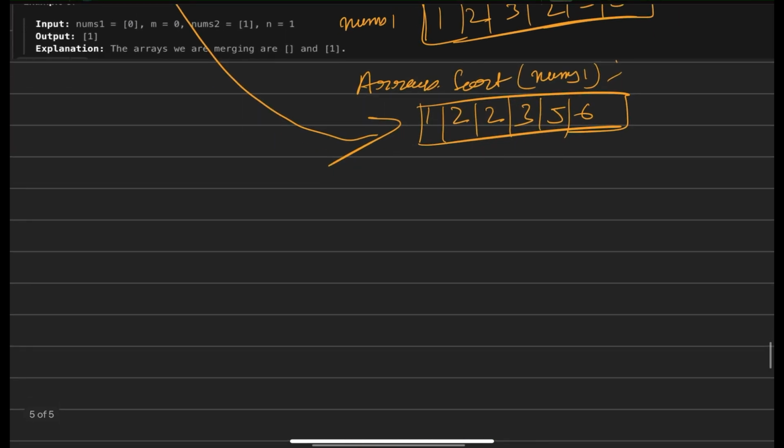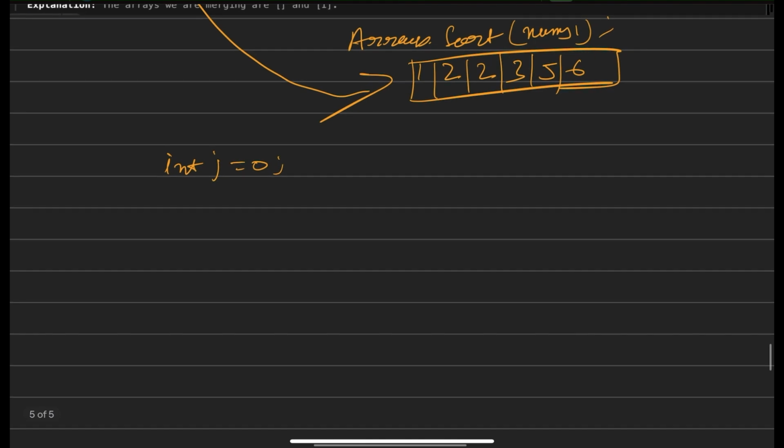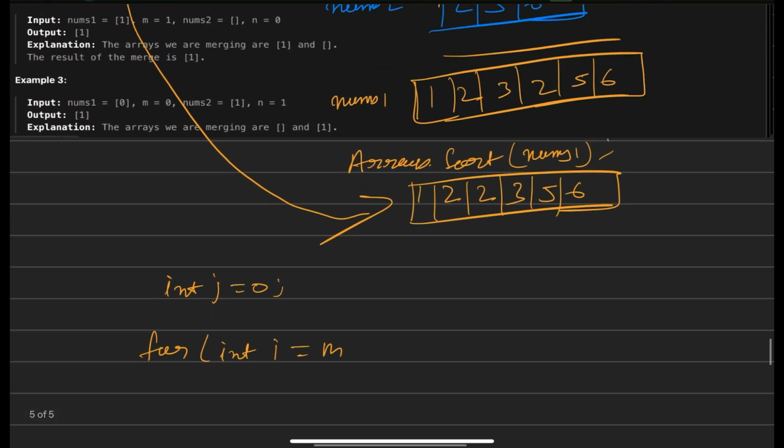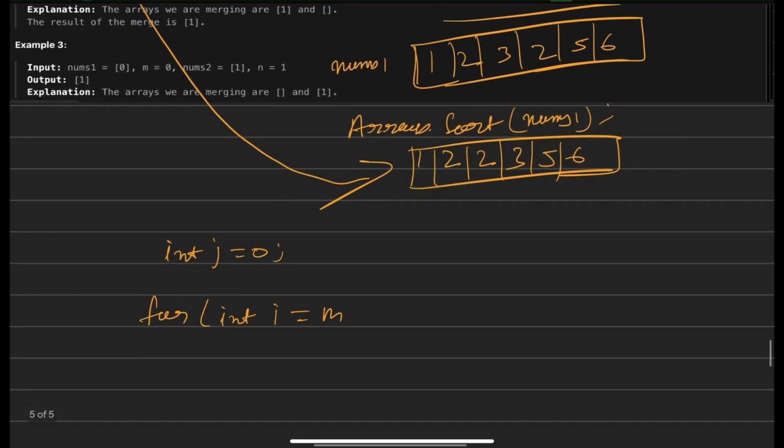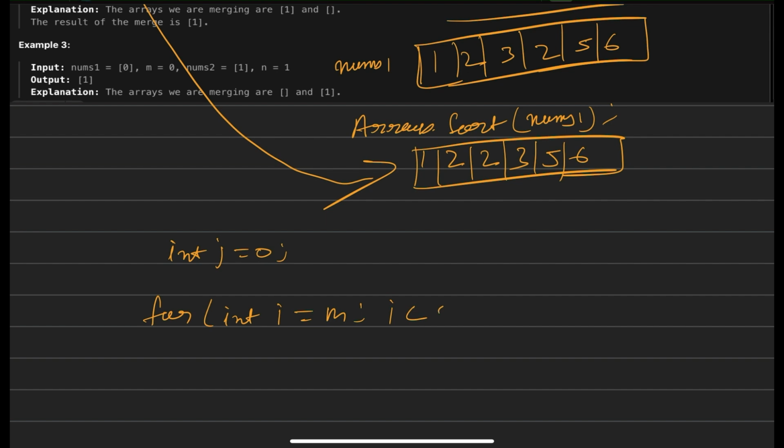Now I write the code for this. First I declare one variable j equal to 0. Then I run a loop from int i equal to m. I already said that I just run a loop from here. So i equal to m and i less than nums1.length, i plus plus.